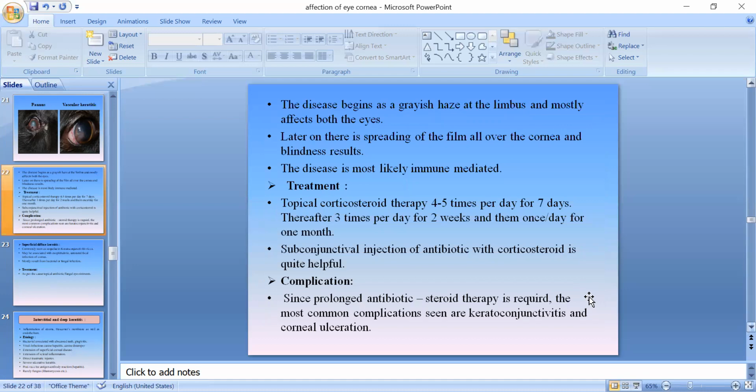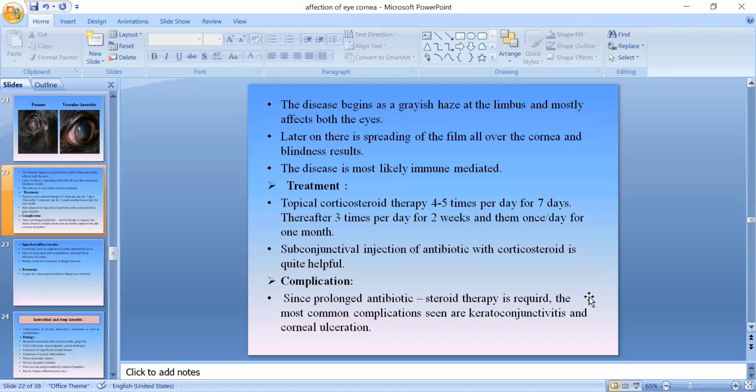How can we treat it? Topical corticosteroid therapy for 4 to 5 days or 7 days according to the situation. Thereafter 3 times per day for 2 weeks and then once a day for 1 month. Subconjunctival injection of antibiotic with corticosteroids is quite helpful, right?